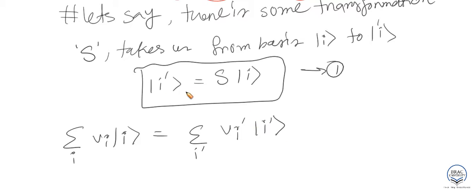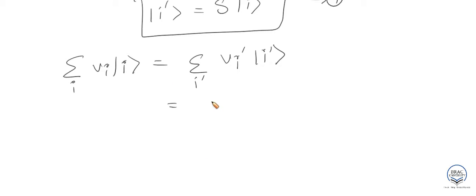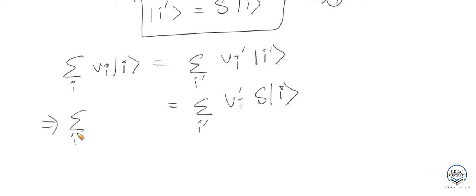But this i prime is related with i through equation 1. So now we will use equation 1. So using equation 1 we will get the following, that is V_i prime, there will be an S and there will be an i, and here on the left hand side you will have i, V_i i. Now they look almost the same, however the bases are the same, so the components should be equal as well.